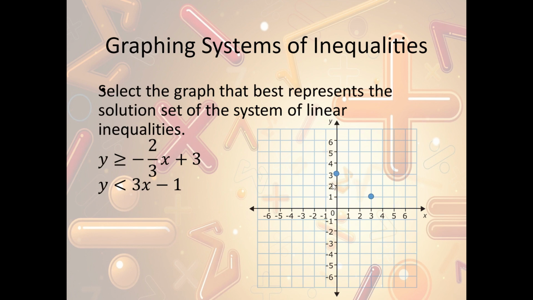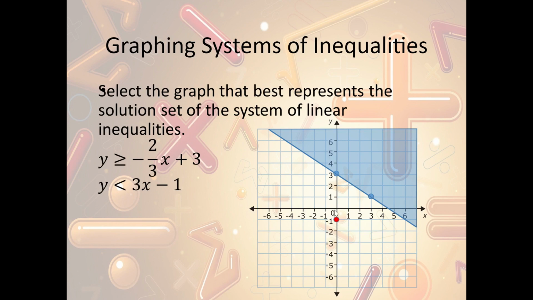They added something extra, so we will too, and have a closed line. And it's a greater than symbol, so we're going to shade above. So there's our first one. Now the second one says y is less than 3x minus 1. So we'll go ahead and plot our y-intercept at negative 1.